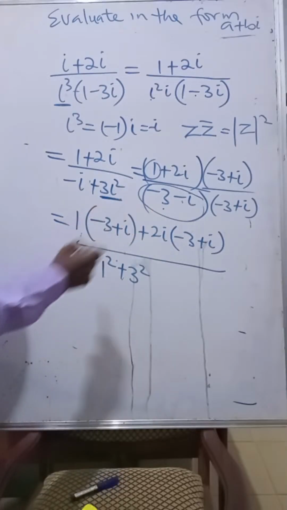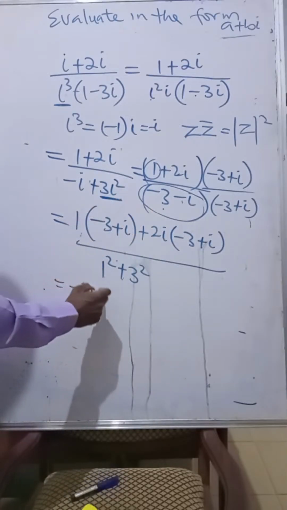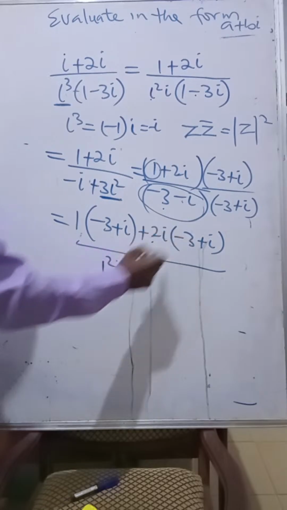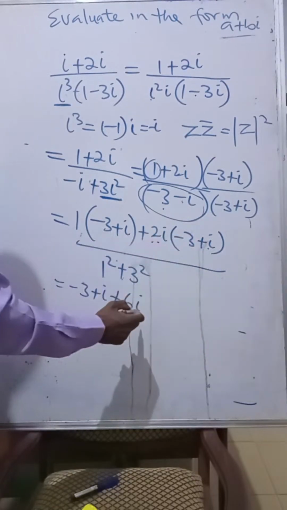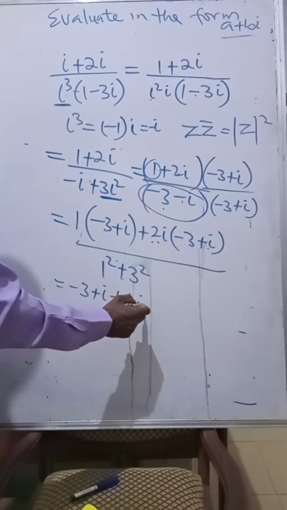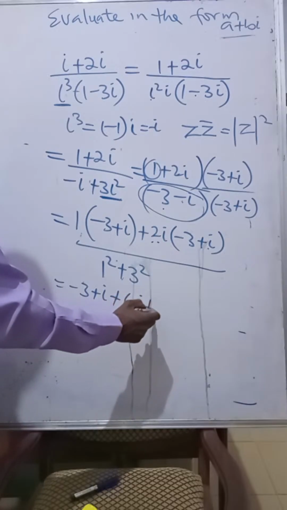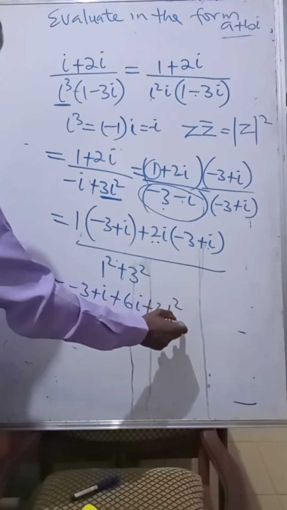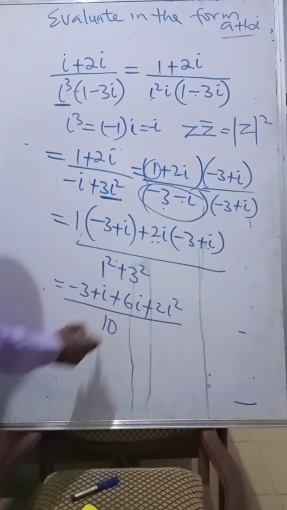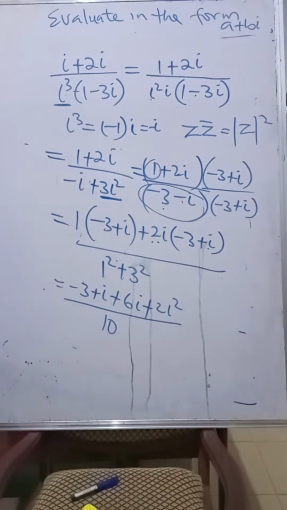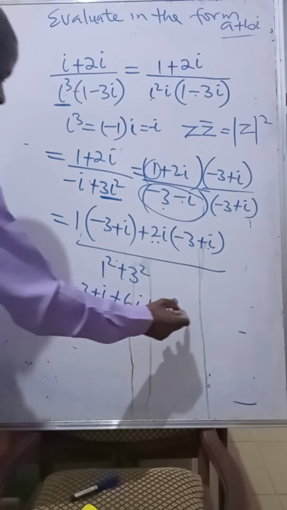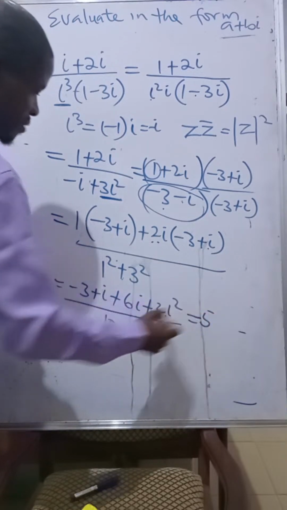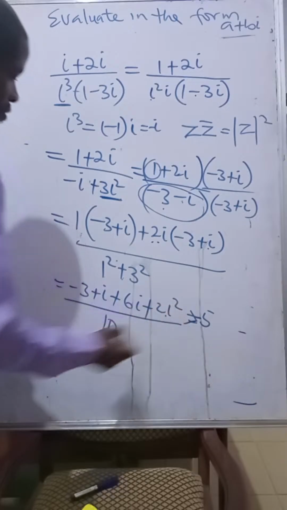So open the brackets. That's minus 3 plus i. This one times this one, that's plus 6i. This one times this one, that's plus 2i squared, all over 10. So this one is going to give us minus 2. That's minus 2, making minus 5.